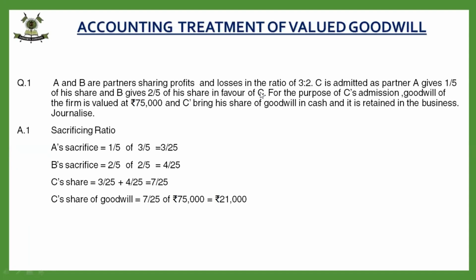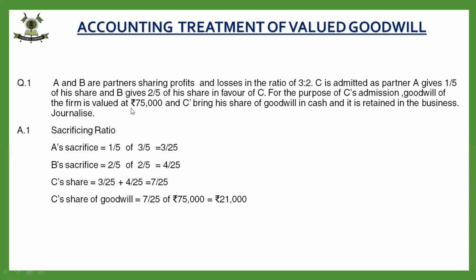So I have to find out. See, children, we are applying the concept of gaining and sacrificing ratio here also, and we are passing the journal entries for the treatment of goodwill. Here I have not asked you to value the goodwill. The value of the goodwill is given, you just have to do the accounting treatment. Fine. So I have found out A's sacrifice and B's sacrifice, and C's share is equal to A's sacrifice plus B's sacrifice.